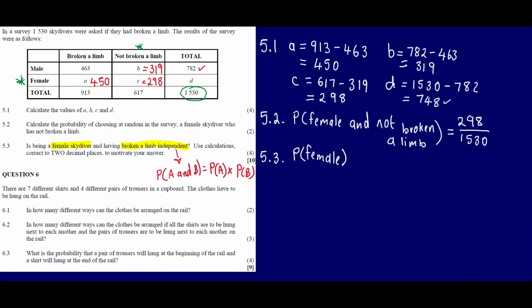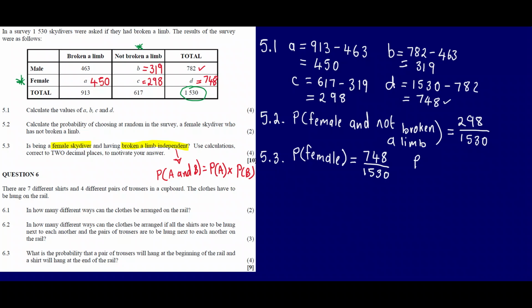So we'll look at one category, which is female. What is the probability of the female? It is this value we got here. Let me write the value down, the D, which was 748. So the probability of the females is 748 over 1530, which is the sample space. This is the probability of the females, regardless of whether they have broken a limb or not. We're just looking at the probability of the females, and that is the value, right?